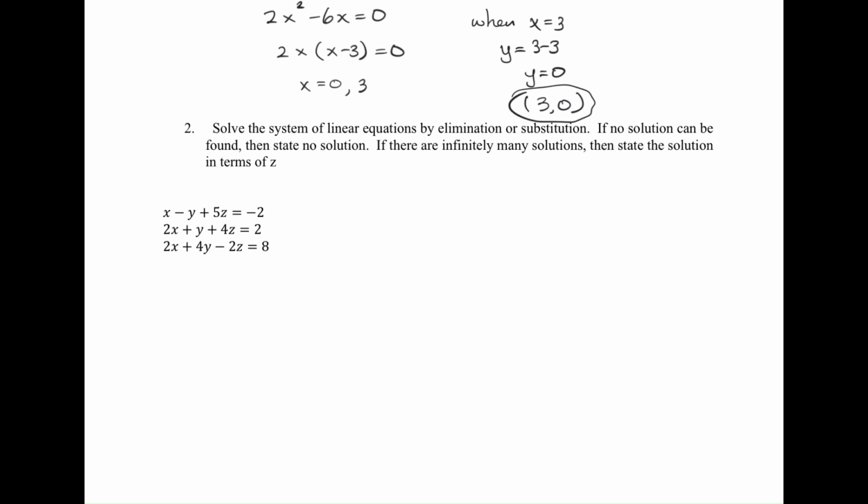For question 2, we need to solve a system of equations with 3 variables, 3 equations. I'm going to use the elimination method. I noticed right off the bat that for the y variable here and here, we have opposite coefficients for equation 1 and equation 2. So I'm going to combine equation 1 and equation 2.